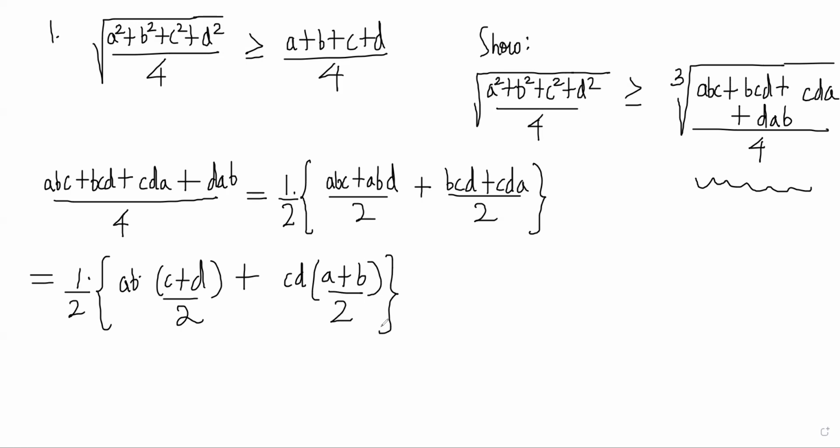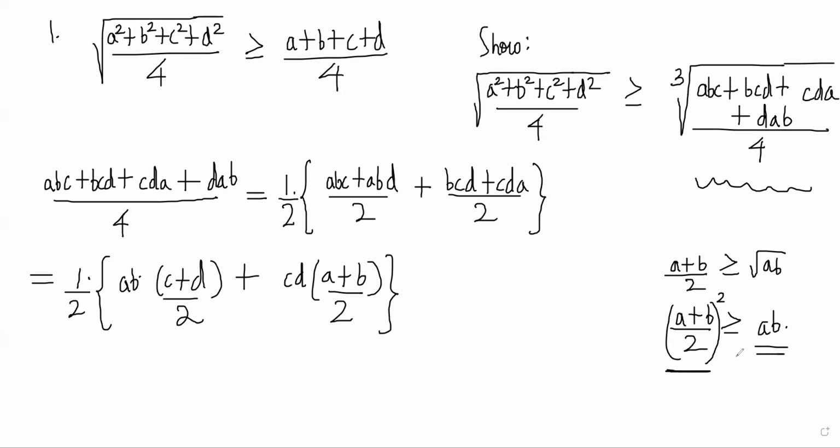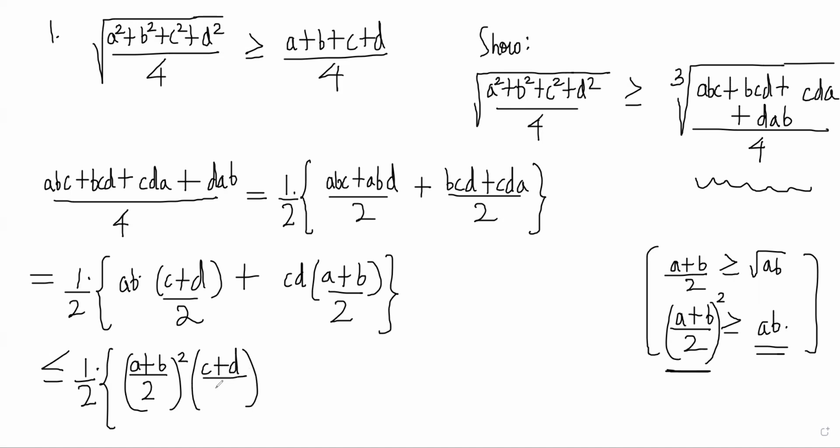And now what I will use is the AM-GM inequality, which says a plus b by 2 is greater than or equal to root ab. So what I know is a plus b by 2, this square is greater than or equal to ab. So ab is less than or equal to a plus b by 2 whole square, right? So that is what I will be using in this next step. So I will say this is less than or equal to half. Instead of ab, I will write a plus b by 2 whole square times c plus d by 2. And instead of cd, I will write c plus d by 2 whole square times a plus b by 2.